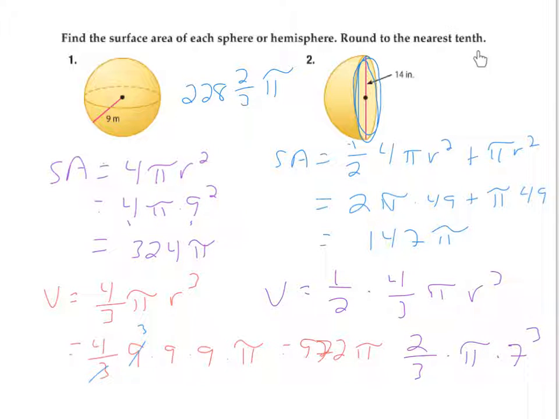Now the direction said to round each of these to the nearest tenth. So if I ask you to go to the nearest tenth, you're going to whip out your calculator and multiply each of your answers by the pi, the 3.14. So this last one would be 228 2/3 times pi, which I can do right here, 3.14. You're going to get approximately 718.0. So rounded to the nearest tenth is going to be 718.0. All right, folks, that is a nice one.